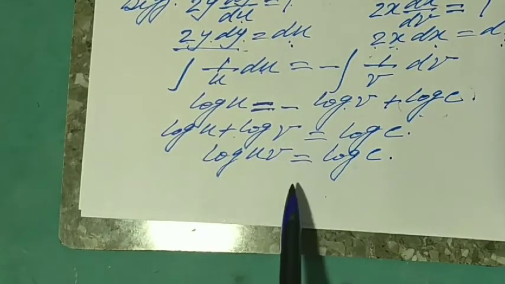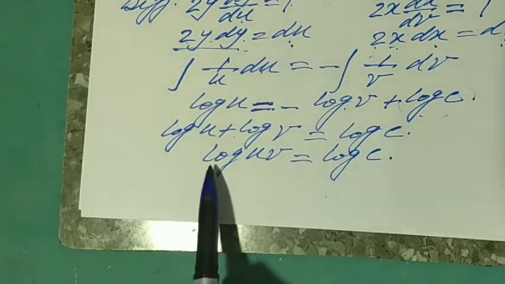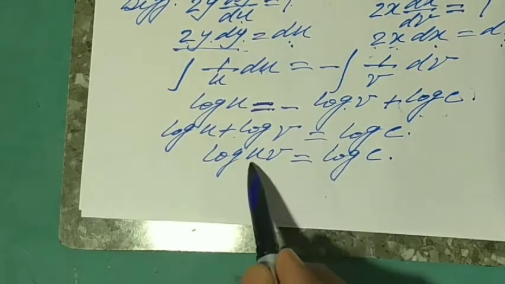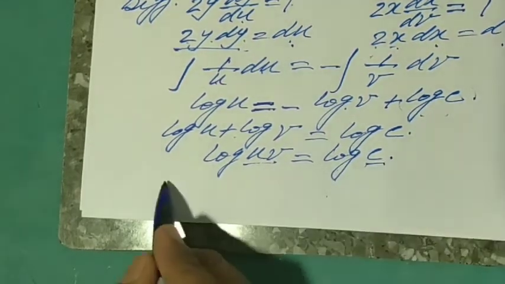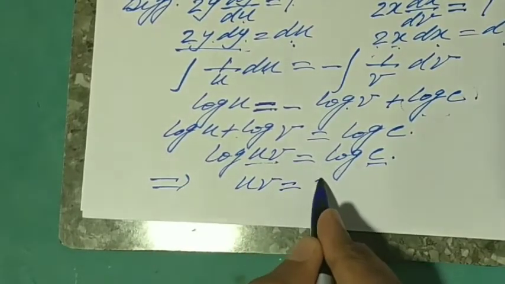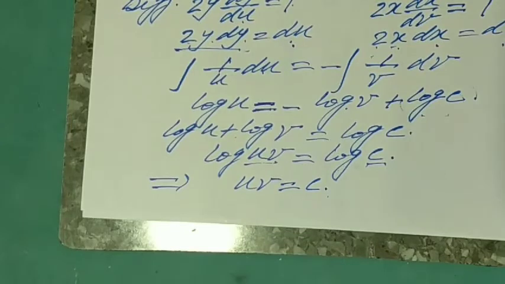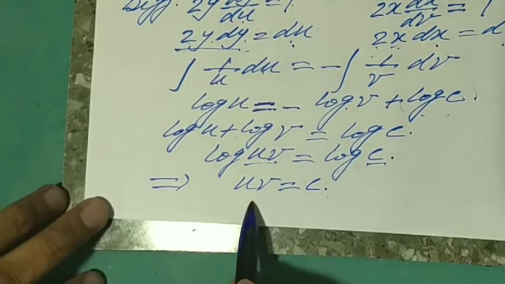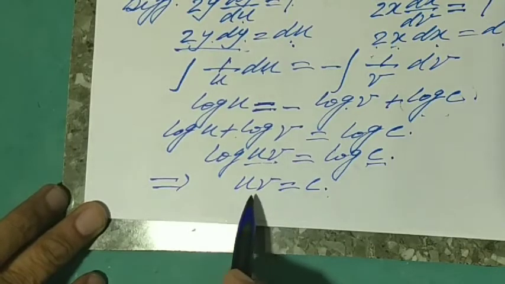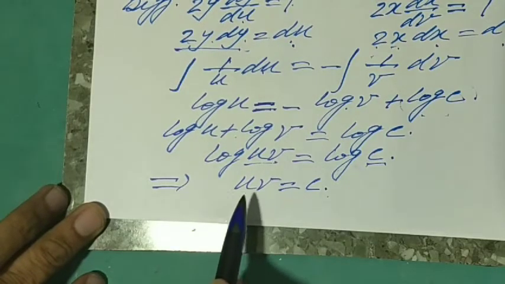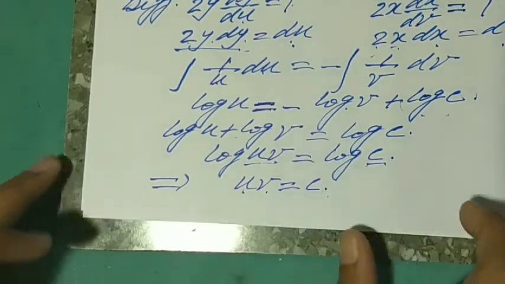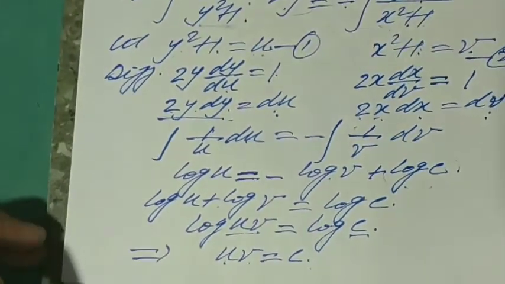If log is there on both sides of the equation, we may compare these two expressions, so it implies that uv is equal to c. After that, no further simplification is left, and when we reach this point, we have to write u and v back in terms of x and y according to our substitution.